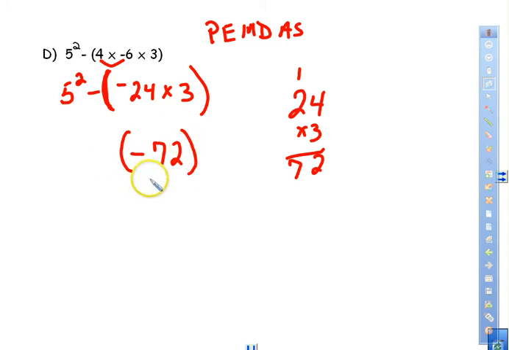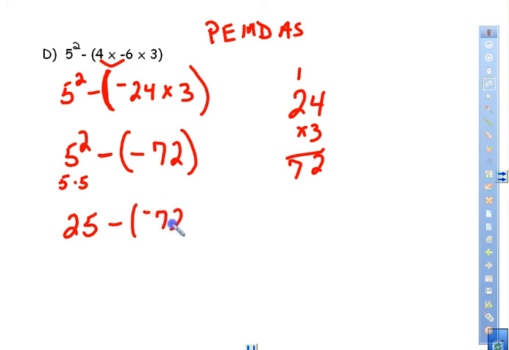And I'm going to leave those parentheses purely because this is a negative number. So then we have 5 squared, and that is a subtraction sign. Okay, so it's taking 5 squared minus the quantity of this inside the parentheses. So now we are going to do exponents, and 5 squared would be 5 times 5, and they're both positive, so my answer is positive, which is 25, and I'm going to subtract a negative 72.